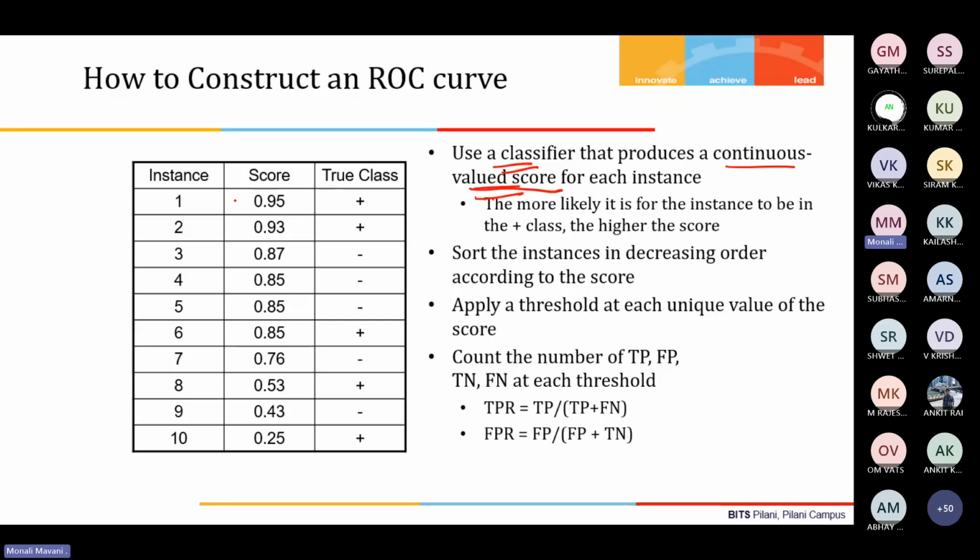Say this is a classifier, and this is for 10 different test examples. This is the score which we are getting. And we know the true class because it's test data. The ground truth is available with us. So some of them are positive, some of them are negative, and so on.